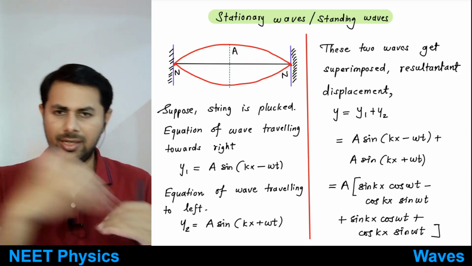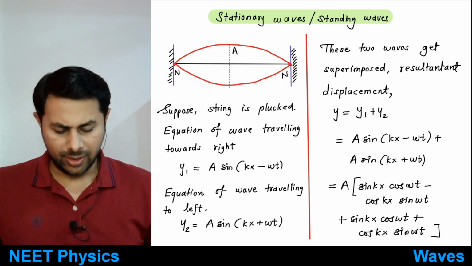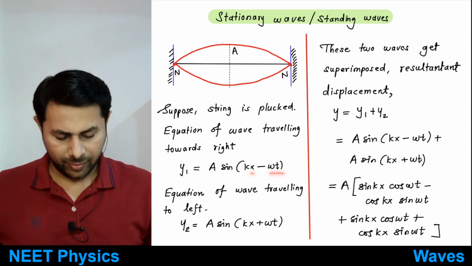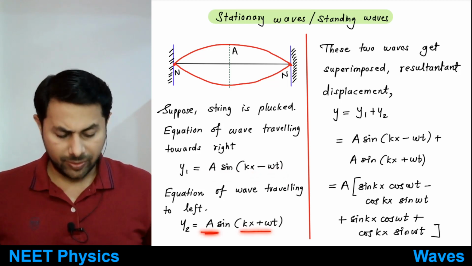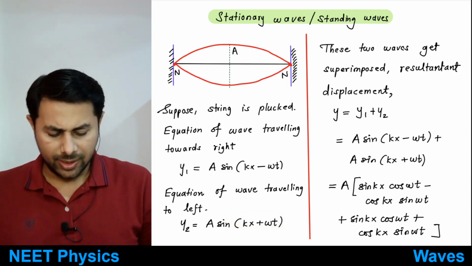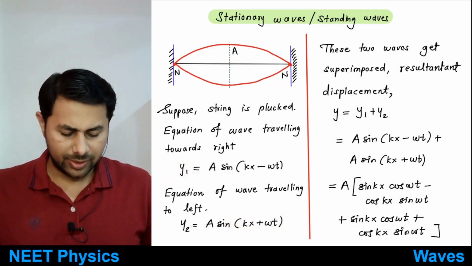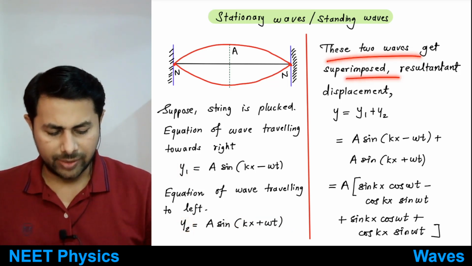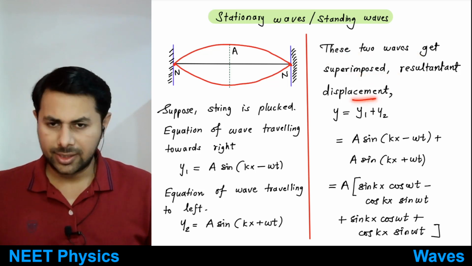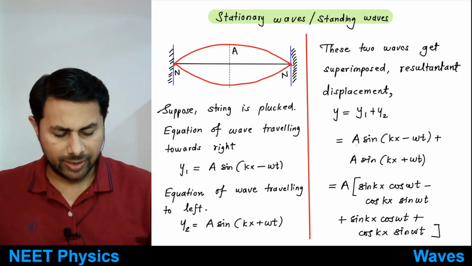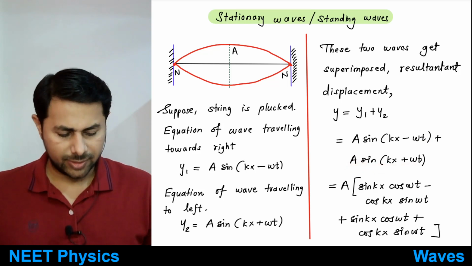So there is an incoming wave and a reflected wave. Suppose this is the equation of the incoming wave, a sin(kx - ωt). This is the equation of the reflected wave, a sin(kx + ωt). What would be the resultant displacement? This is the displacement produced by the first wave, and this is the displacement produced by the second wave at some point. These two waves are superimposed and the resultant displacement would be y1 + y2. y1 is a sin(kx - ωt), and y2 is a sin(kx + ωt).